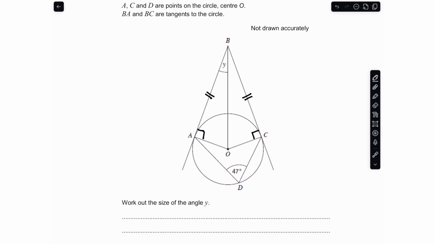So to work out the size of angle Y, I'm going to need this angle. Now, what you can probably note from this question is that because the length OB joins this length OA and this length OC, and BA, BC are the same, and OA and OC are the same because they're radii of the circle, then these triangles are identical, which means this angle here and this angle here are both equal.